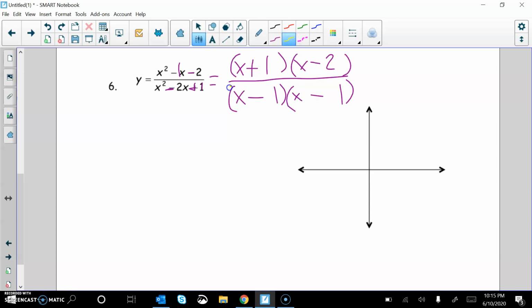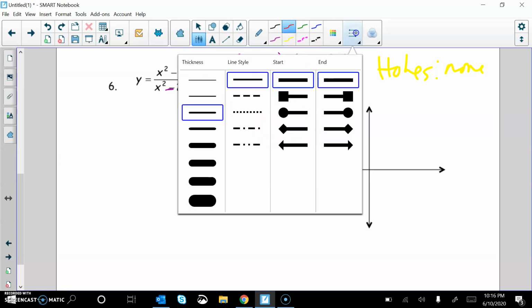On the bottom, these two factors do not cancel. So there are no holes in the graph. That only occurs if one of those factors cancels. You then take that x value, plug it into the simplified version to find the y coordinate of the hole. Okay, so let's get to this. Intercepts.